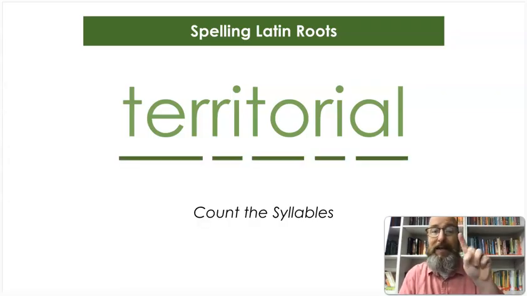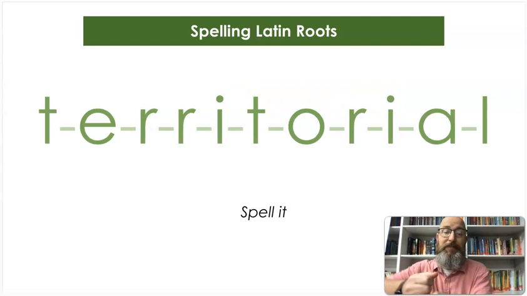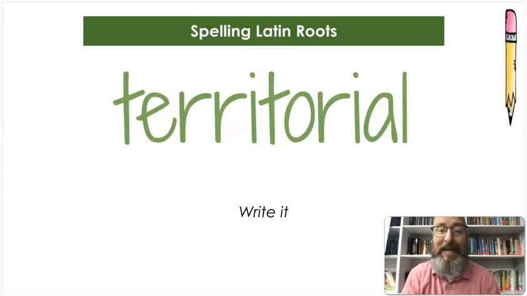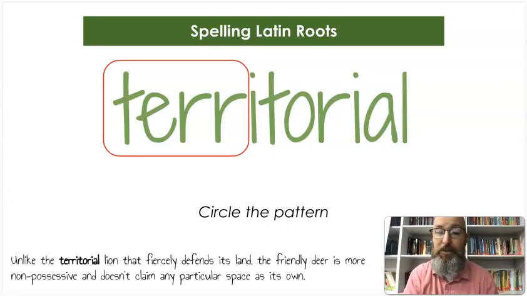Count the syllables. Ter-ri-to-ri-al. Territorial. Let's spell it. T-E-R-R-I-T-O-R-I-A-L. Territorial. Let's write it. T-E-R-R-I-T-O-R-I-A-L. We're still going to circle our root, terr. Unlike the territorial lion that fiercely defends its land, the friendly deer is more non-possessive and doesn't claim any particular space as its own.